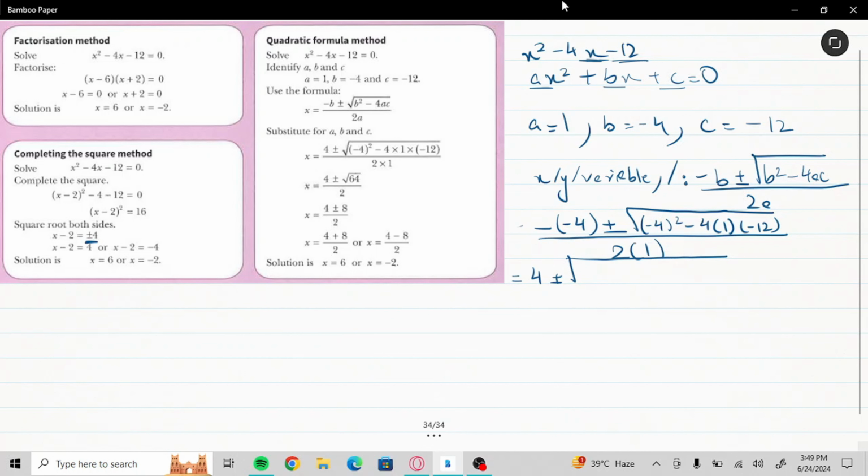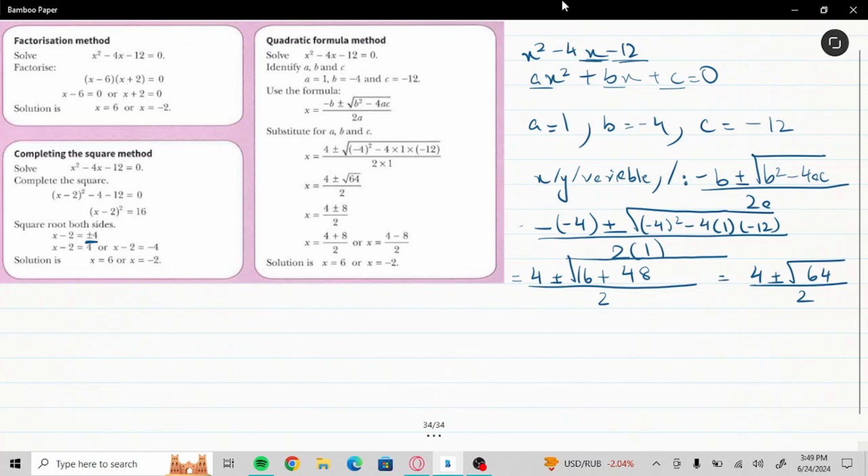4 squared is 16, minus 12 times 4 is 48, instead positive 48, divided by 2. And I'm just going to add it in a calculator. 16 plus 48 is 64. So this will in return be equal to 4 plus or minus the square root of 64, divided by 2.